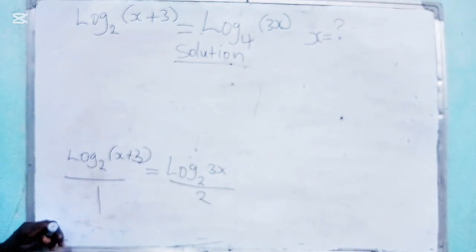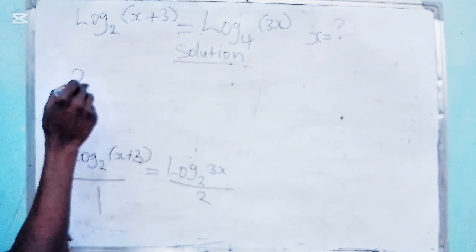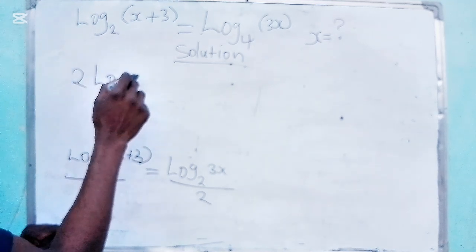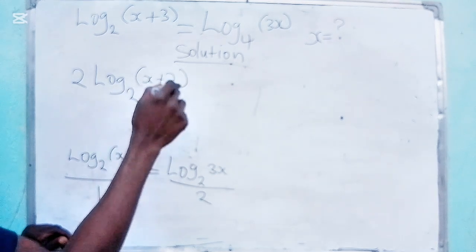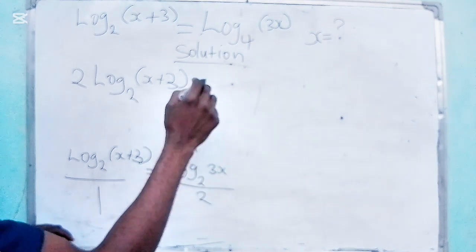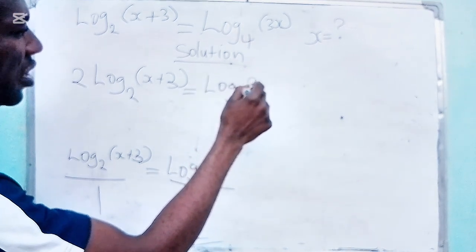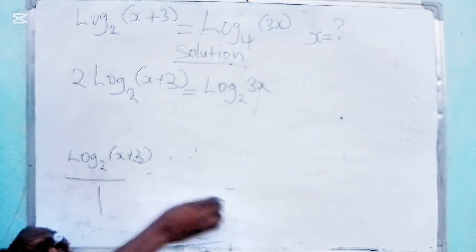By the time you cross multiply, that means 2 is going to multiply this. You will have 2 log 2 raised to power x plus 3 equals 1 times log 2 raised to power 3x. Alright, so from here, we're going to continue.